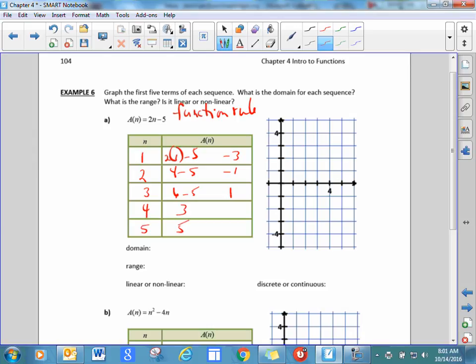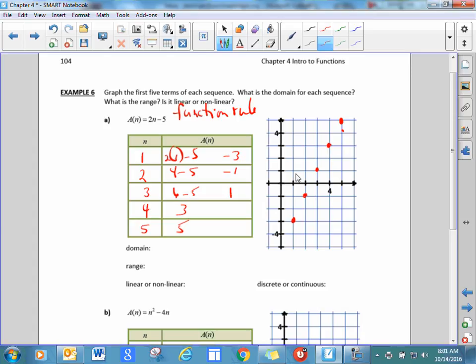So that's easy enough. You can go over here and plot the points. So 1, negative 3 is right there. 2, negative 1 is right there. 3, positive 1. 4, 3, and 5, 5 up here.